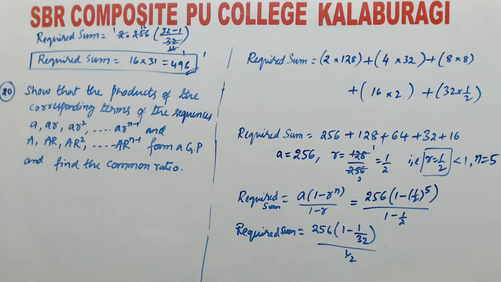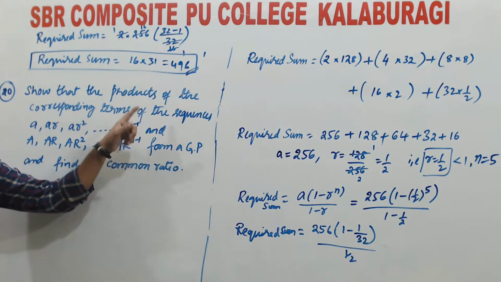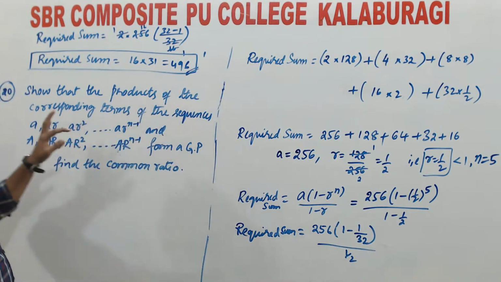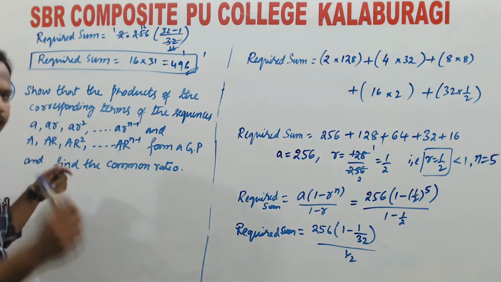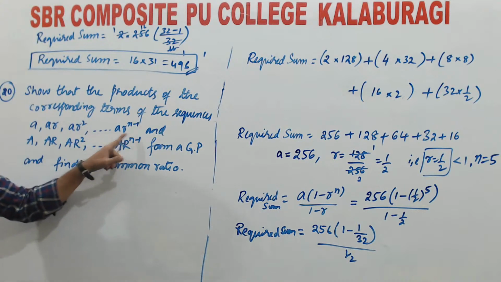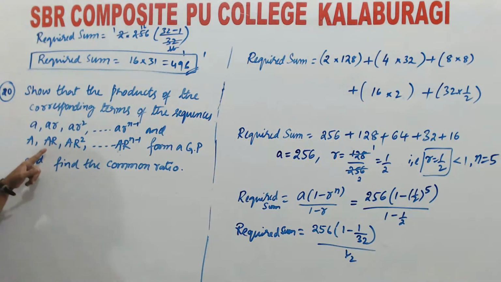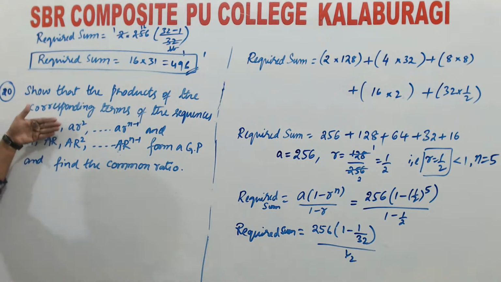It is also a very simple one, students. Here they are saying show that the products, meaning multiplication, of corresponding terms of the sequences. They have provided two sequences. What are the two sequences? a, ar, ar square, so on to ar raised to n minus 1, and capital A, capital AR, capital AR square, so on to capital AR raised to n minus 1. So they have given two sequences.